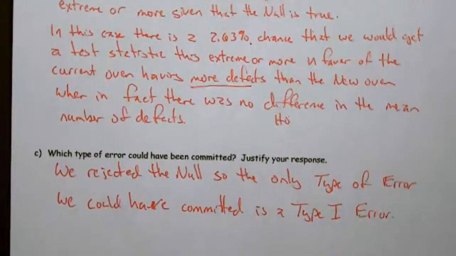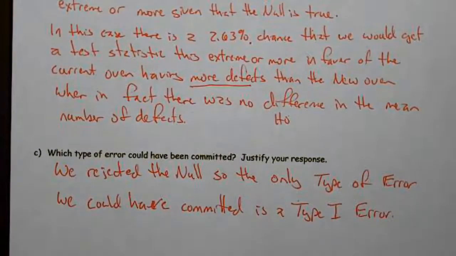What type of error could we have committed? Well, we rejected the null, so the only type of error we could have committed is a type 1 error.